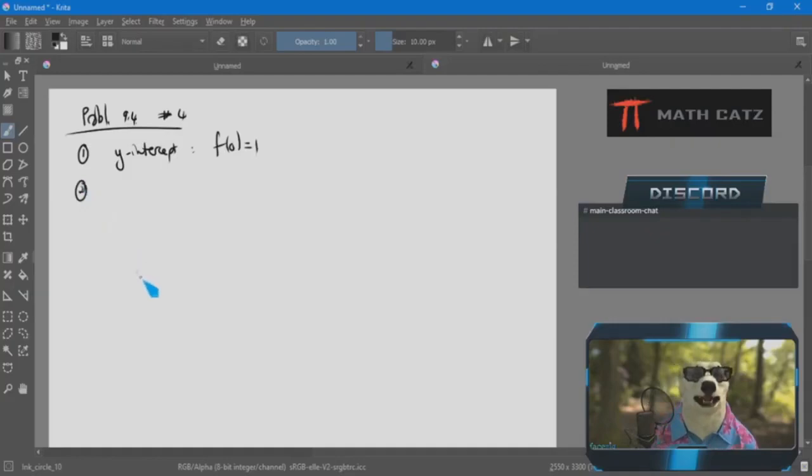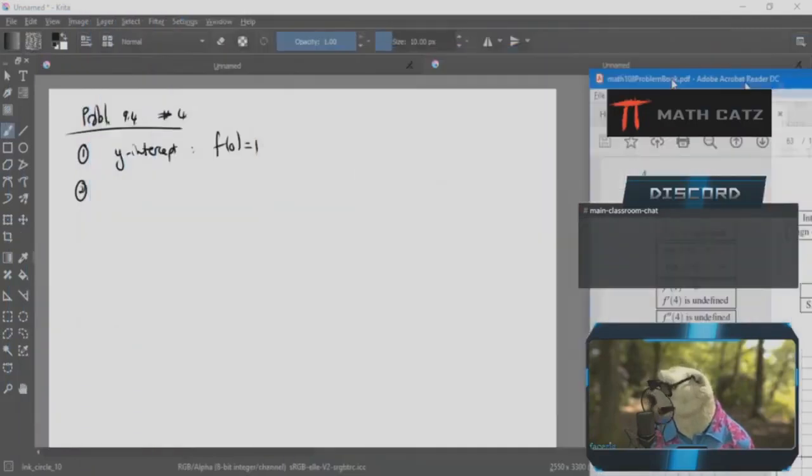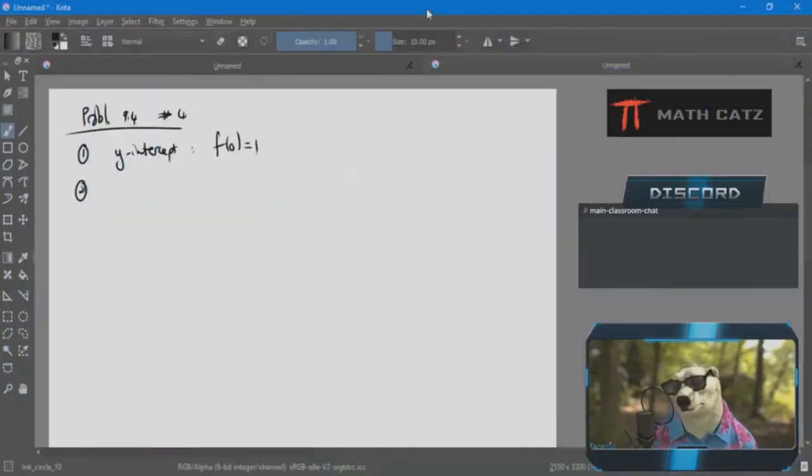Asymptotic behavior. Now they give me, I'll drag this back and forth when I can, some other information. f of 1 is 2. I'll use that later. I have to use it if it's there, but I don't care too much right now. f of 4 is undefined. Now, admittedly, it should be stated a little bit more clearly, but that is going to be a vertical asymptote. I will try in the test to be a little bit more clear.